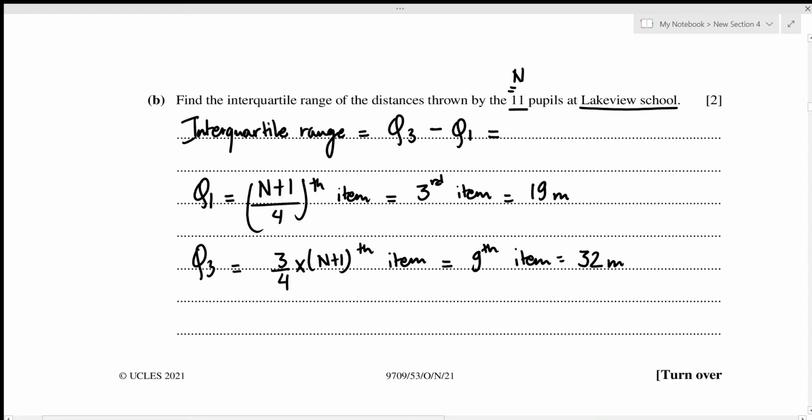And now we can easily figure out the interquartile range. Let's just plug in the values for the upper quartile and the lower quartile. So that's going to be 32 minus 19, which gives us the interquartile range of 13 meters. This concludes the second question. Let's move on to the third one.